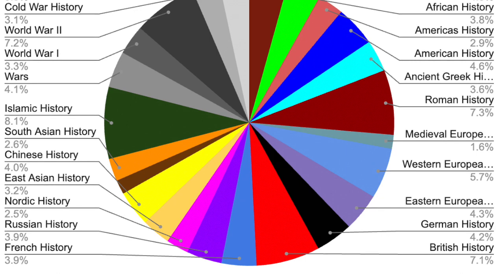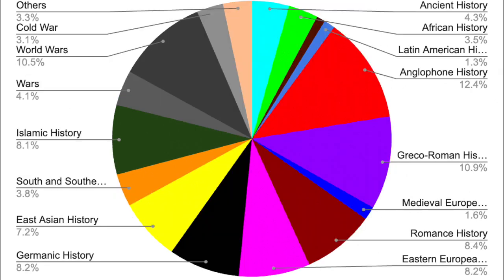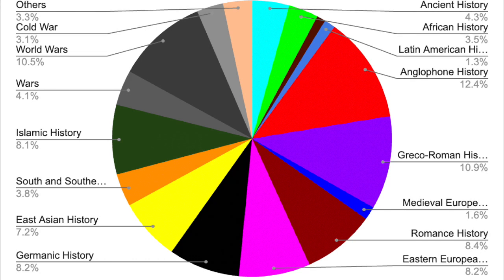But what if we want to look at a different chart? What if we want a more broad view? Well, that brings us to our second chart. So in our second chart, what we see here is a simpler version of this. So we see that ancient history, again, 4.3%, African history, 3.5%, so fairly similar. Now, then we get Latin American history, which is about 1.3%.